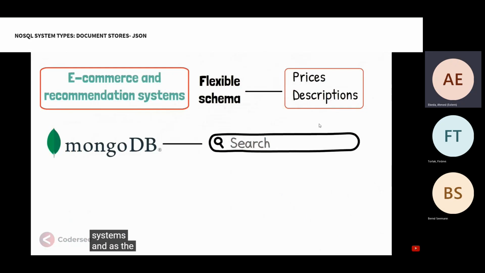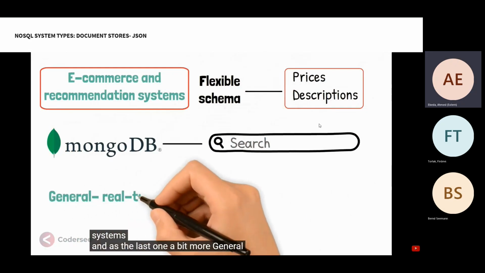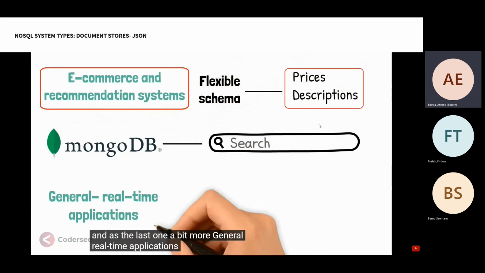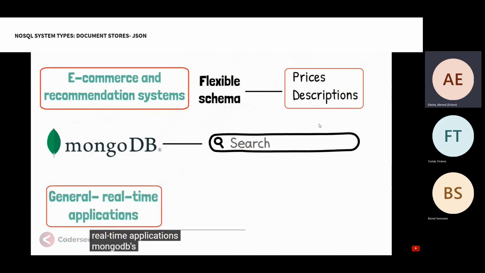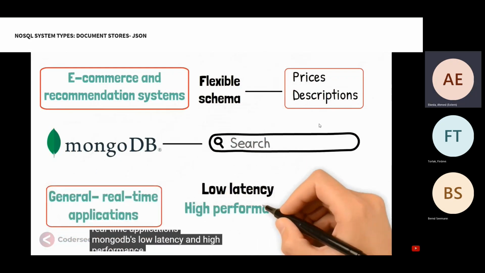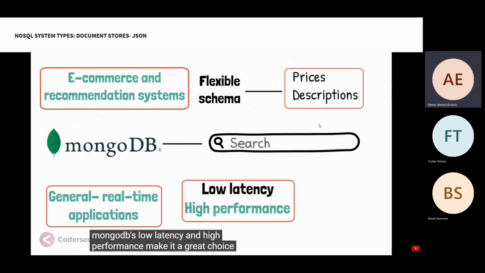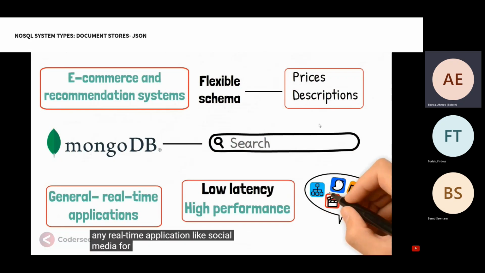And as the last one, a bit more general, real-time applications. MongoDB's low latency and high performance make it a great choice for any real-time application, like social media, for instance.